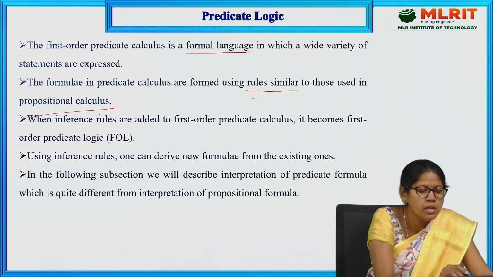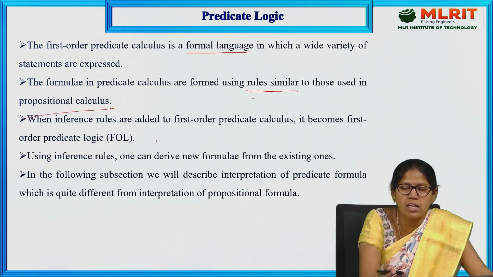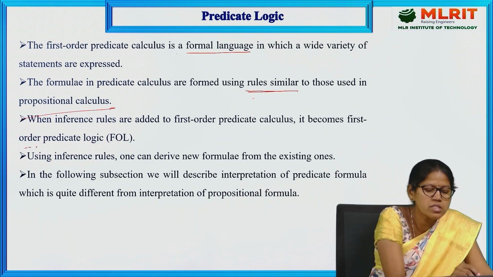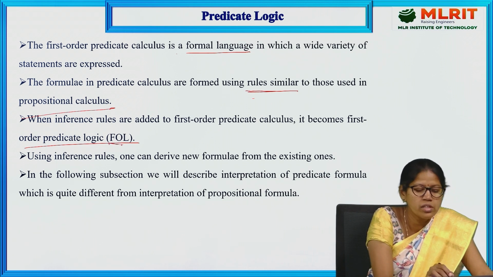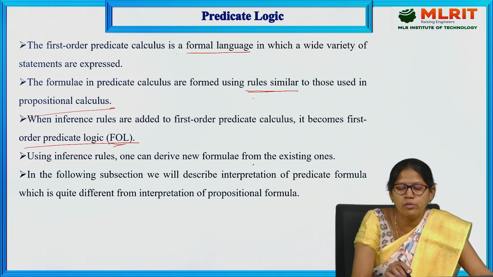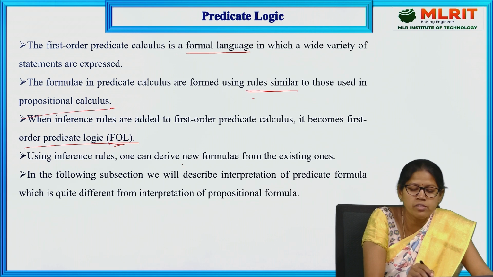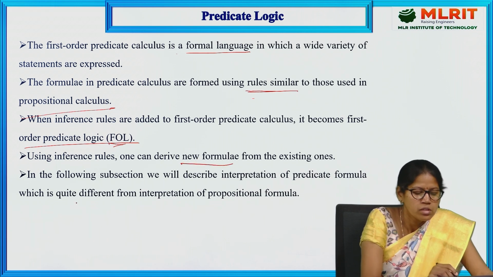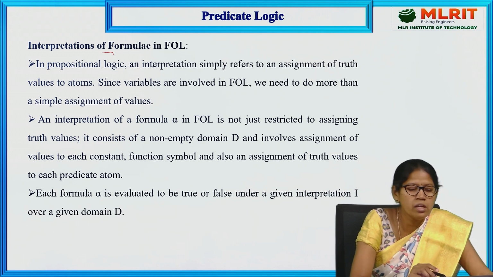Those are the same. When inference rules are added to the first order predicate calculus, then it becomes first order predicate logic. In short, we can call it FOL. Using inference rules, one can derive new formulas, meaning based on the existing rules, we can derive a new formula. Let's see the next, the interpretation of a formula in FOL, first order predicate logic.